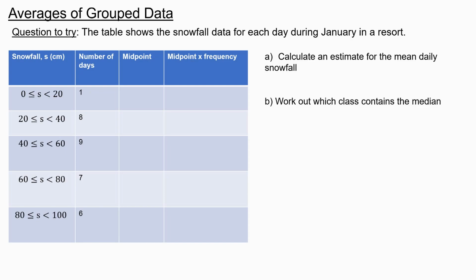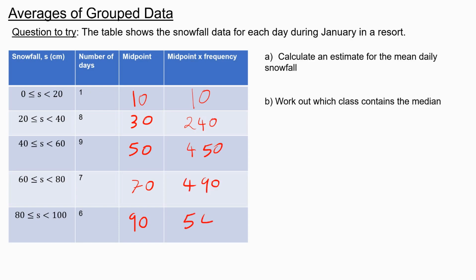Here is the answer. So, just working through this, our midpoints are going to be 10, 30, 50, 70 and 90 centimeters of snowfall. So we can now assume that there was one day with 10 centimeters, 8 days with 30 centimeters, 9 days with 50 centimeters, and so on. We now complete midpoint times frequency. So 1 times 10 is 10, 8 times 30 is 240. We have 6 9s are 54, 540.